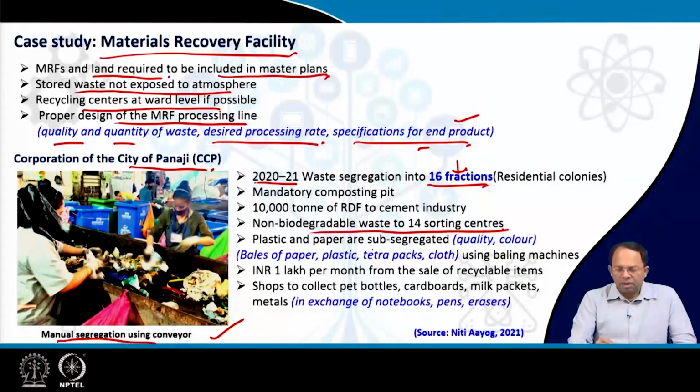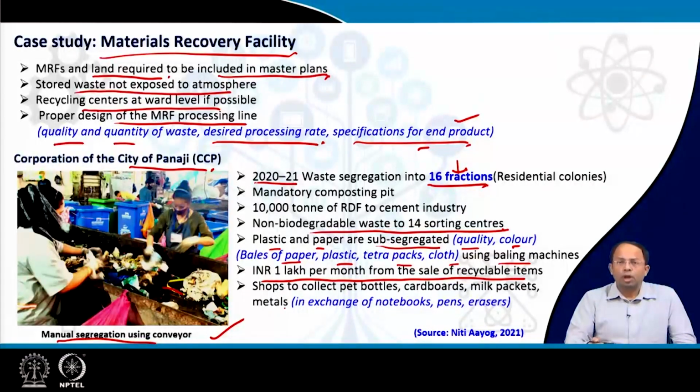And plastic and paper are sub-segregated. That means paper and plastic are further categorized based on the quality and color of those particular materials. And finally, bales of paper, plastic, Tetra Pak, cloth are prepared using baling machines, and then they are transferred to the respective processing sites, right? And usually they are generating around 1 lakh rupees per month from the sale of recyclable items.